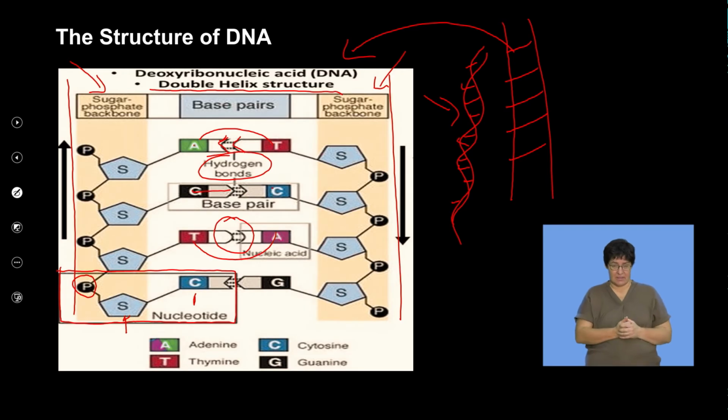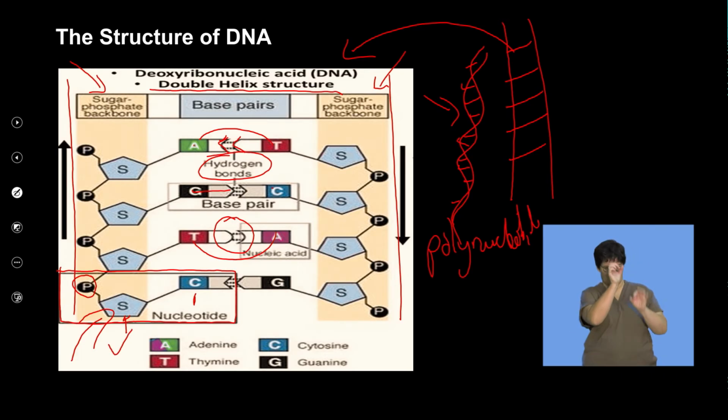So if we try and unpack this model again, I'm going to very quickly go back to what the structure of DNA is. DNA is made up of nucleotides. It's a polymer, so it's a polynucleotide, and that essentially refers to it being made up of many of these nucleotide molecules.